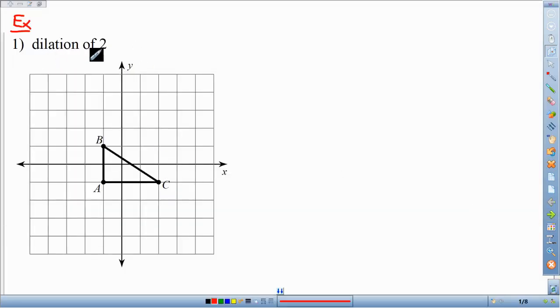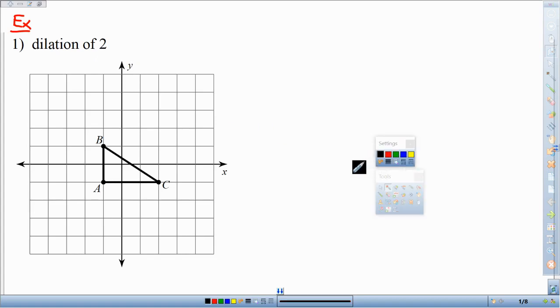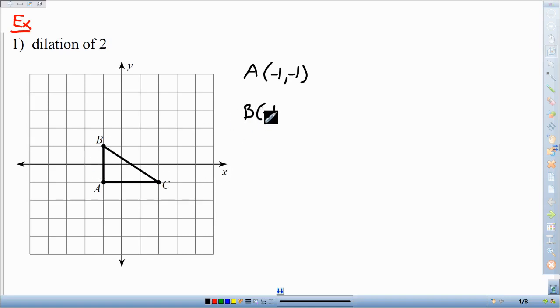This one's asking us to do a dilation of 2. So here's what we need to do. We first need to start by getting the coordinates of our original shape here. Let's do that real quick. A looks like it's at -1 on the x, -1 on the y. So -1, -1. B is at -1, +1. And C, +2, -1.